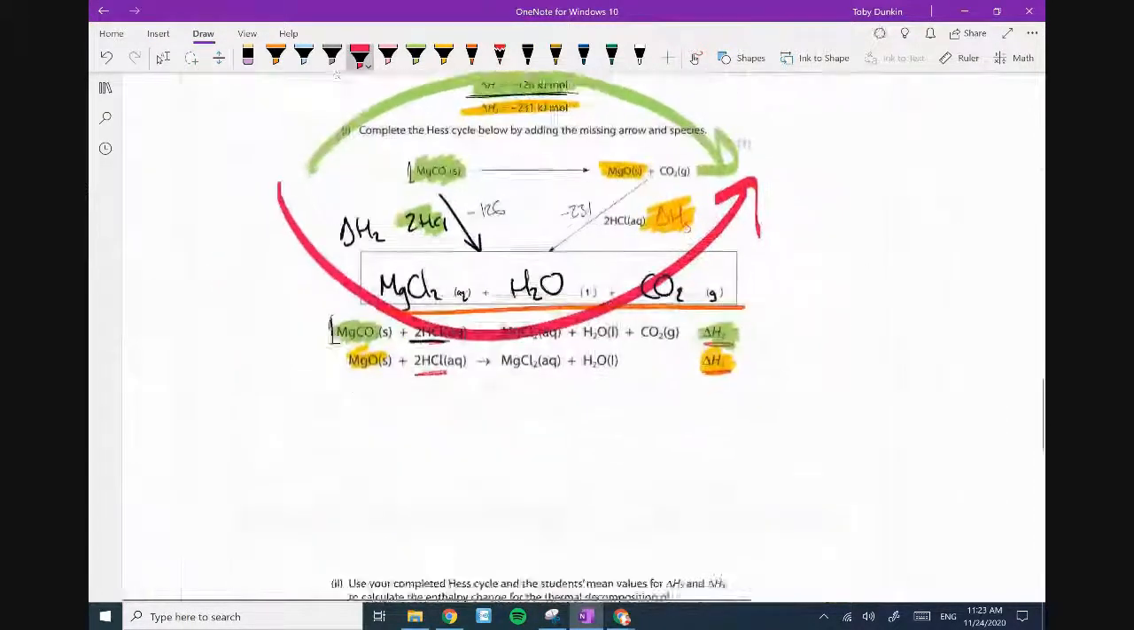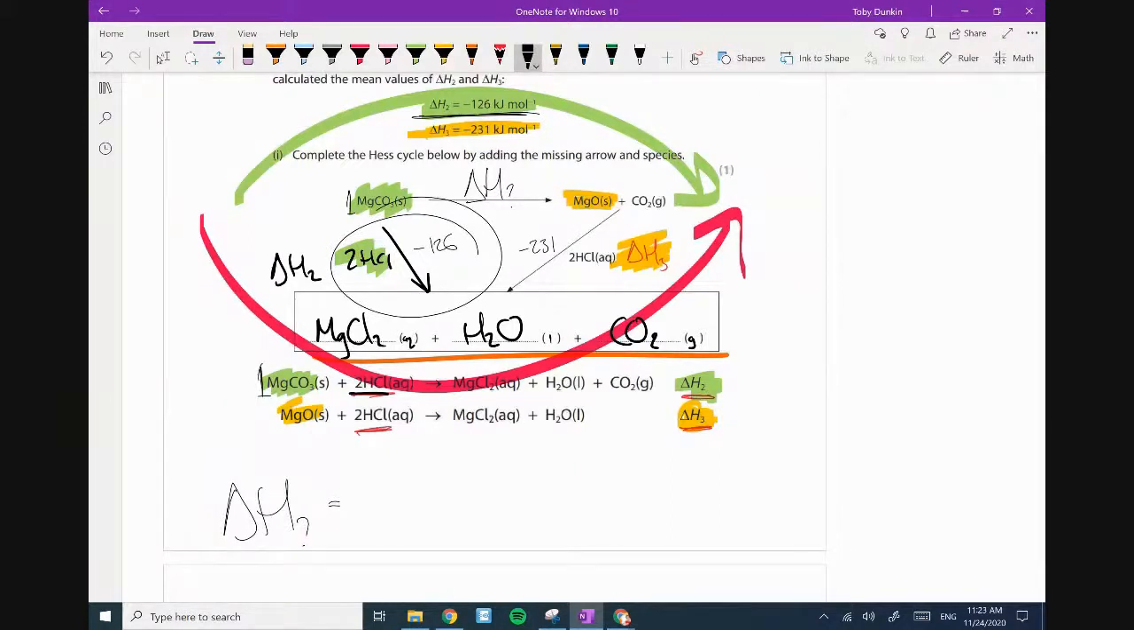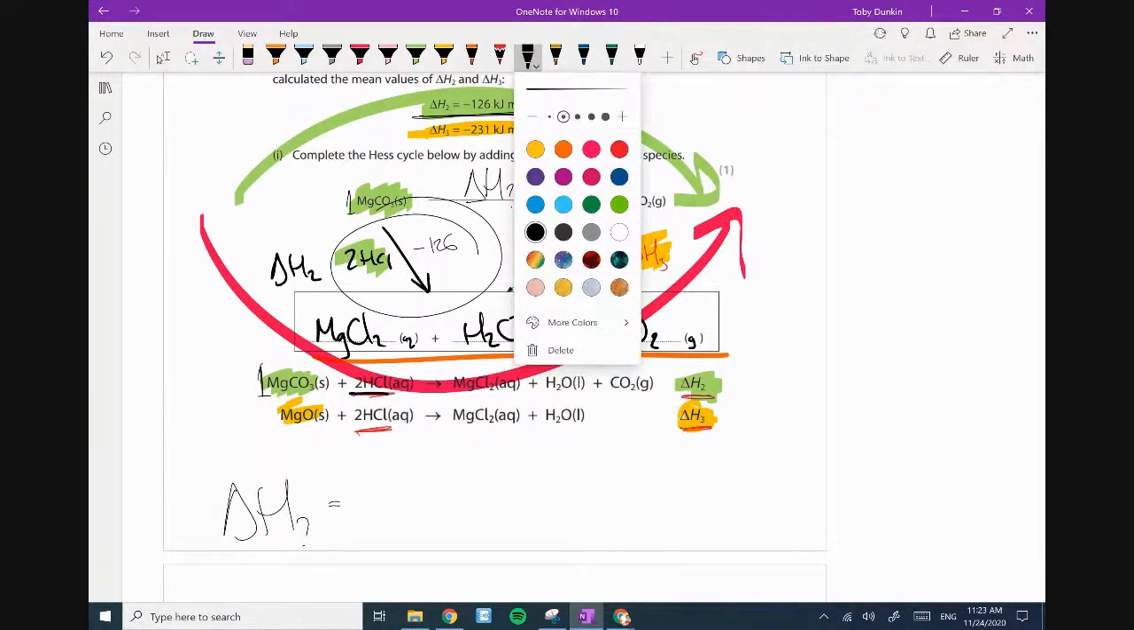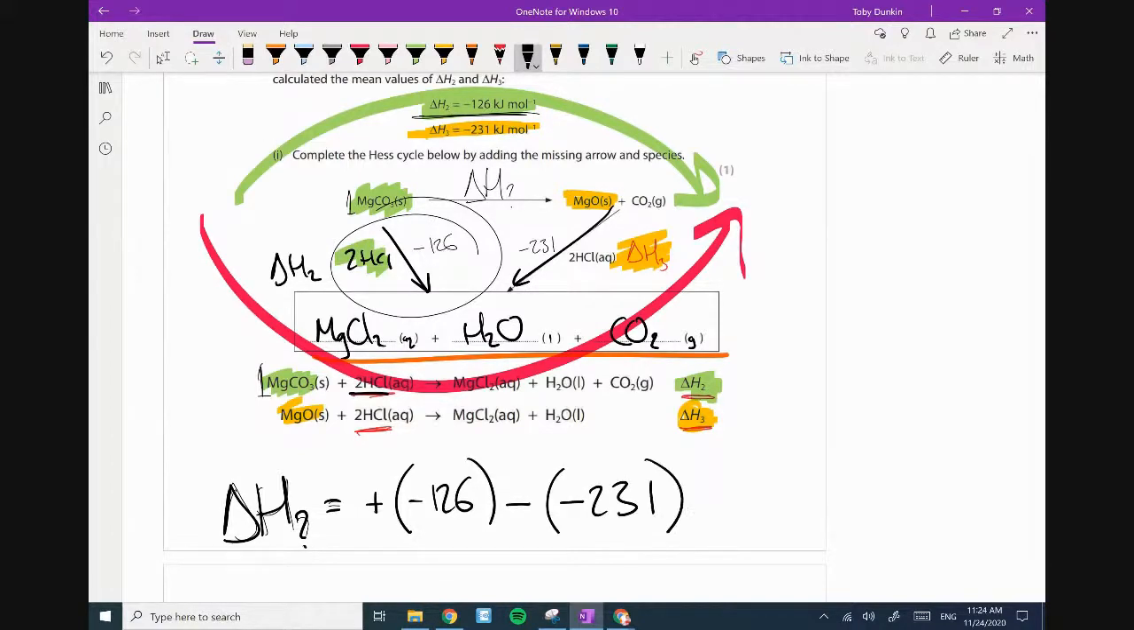So let's find our final equation. So then we're going to say, delta H question mark, which is him, delta H question mark equals, like this guy is with me. I'm going to increase my pen size. Yeah, delta H question mark equals this. So he's with me plus brackets minus 126. And then this guy here is against me. Minus brackets minus 231. Close brackets.